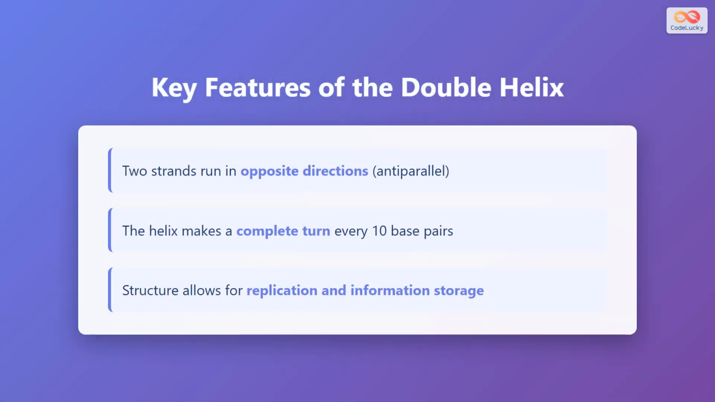The double helix has several important structural features. First, the two strands run in opposite directions, which we call antiparallel orientation. One strand runs from the 5' end to the 3' end, while the other runs from 3' to 5'. Second, the helix completes one full turn every 10 base pairs, creating a regular, repeating pattern. Finally, this entire structure is perfectly designed for 2 critical functions: accurate replication during cell division and stable long-term storage of genetic information.